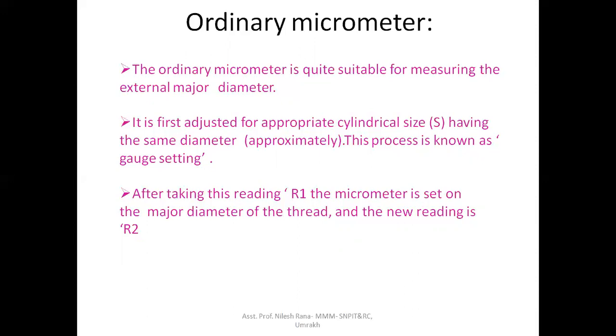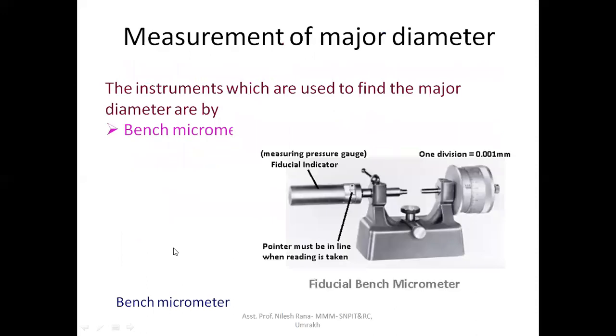and then I will apply my original screw which I am going to measure. I will place it in the screw thread micrometer gauge, and then I will note the R2 reading, and I will compare R1 and R2 both. So after taking this reading R1, the micrometer is set on the major diameter of the thread, and the new reading is R2.